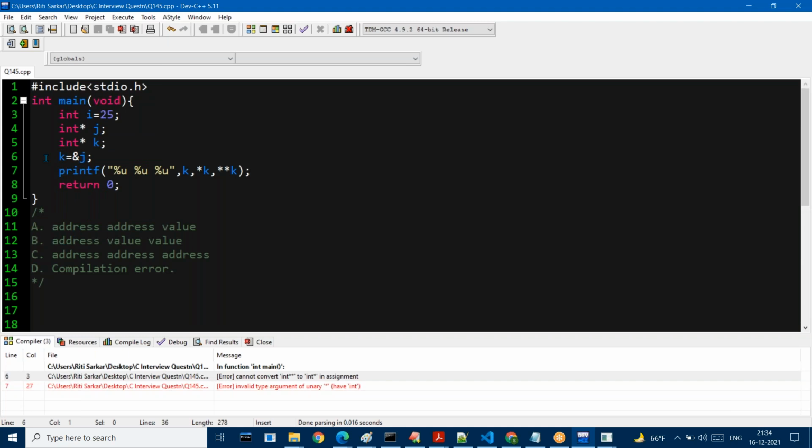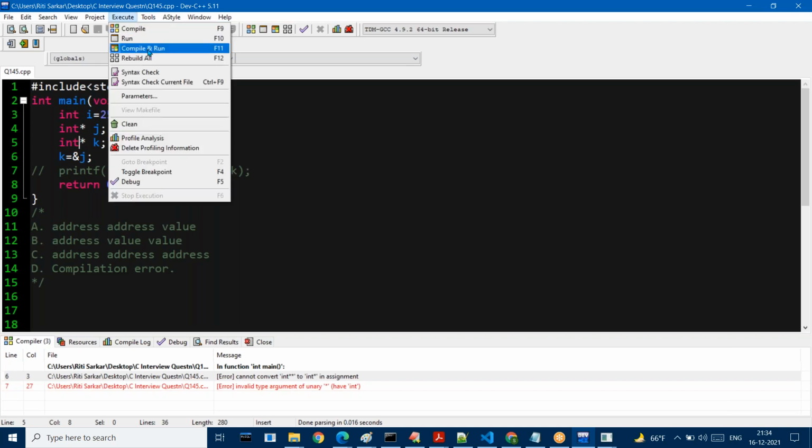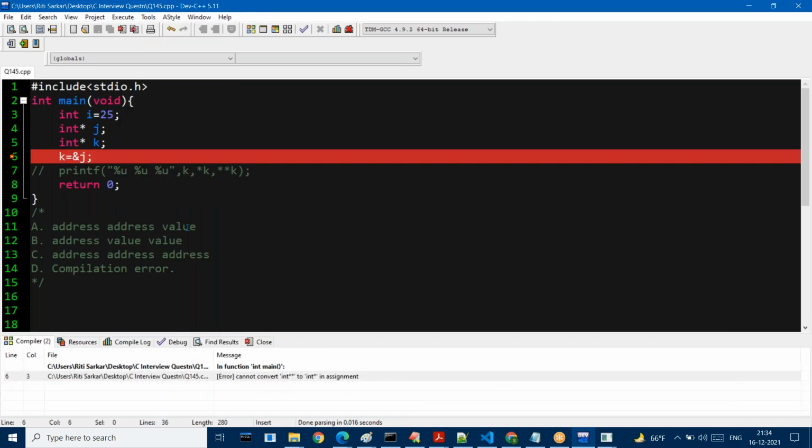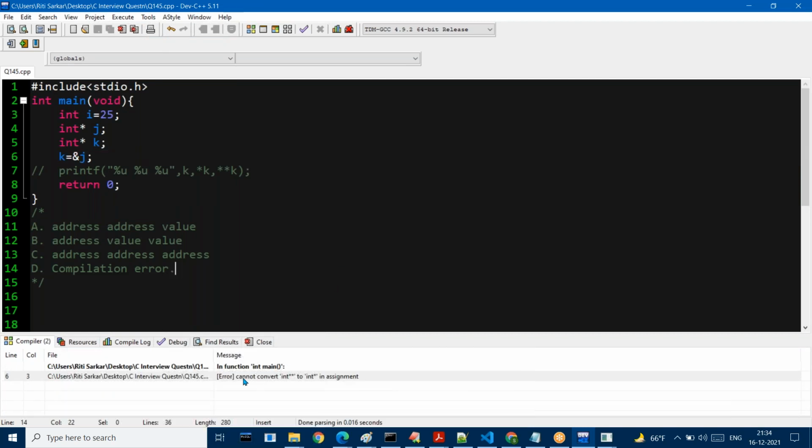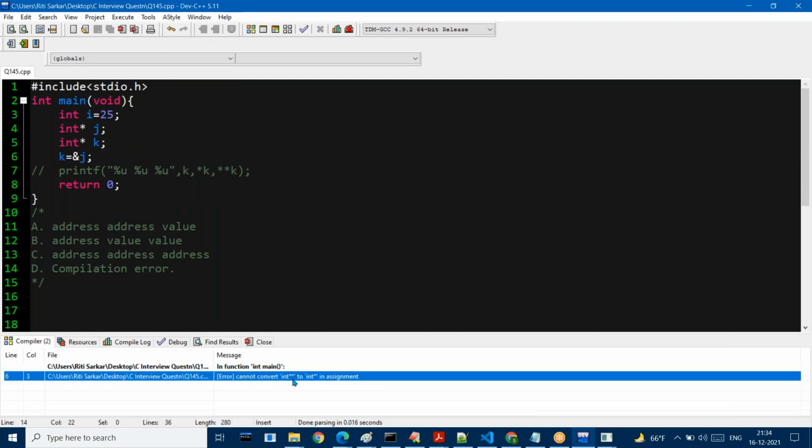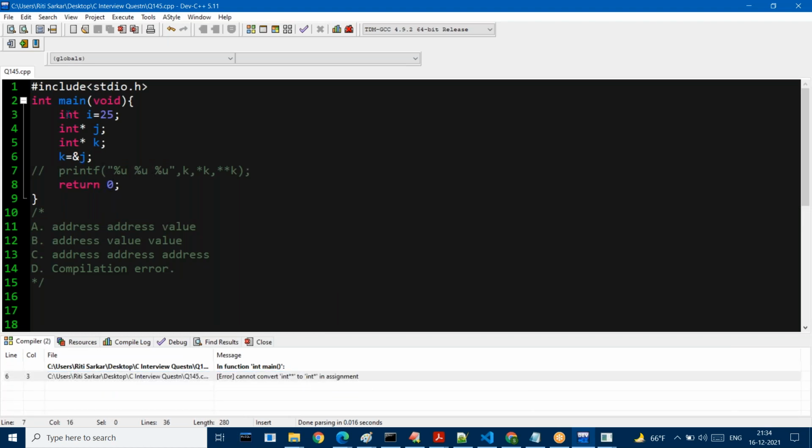Here. First, say for example, k is equal to &z. So let me comment this line. int *k I'm taking. Execute, compile and run. It is directly giving an error. And see what error it is giving. Read it: cannot convert int ** to int *. Why? See, already we know int i is equal to 25. There, the type of i is int, but the type of &i is int *.